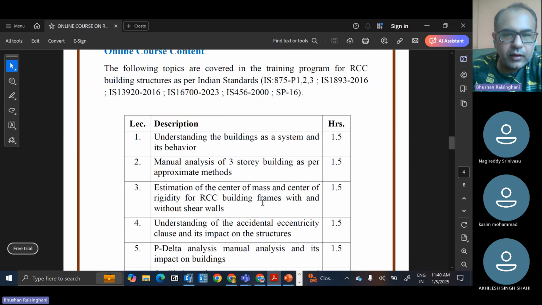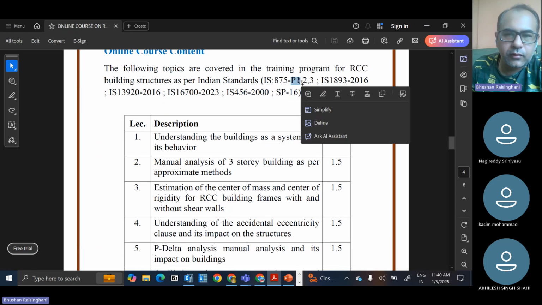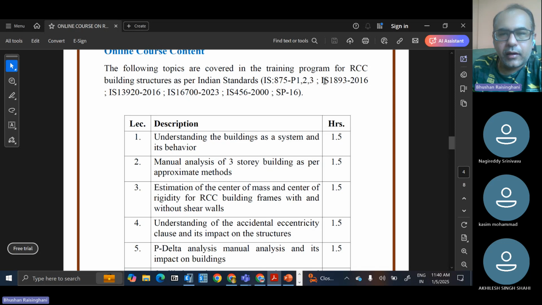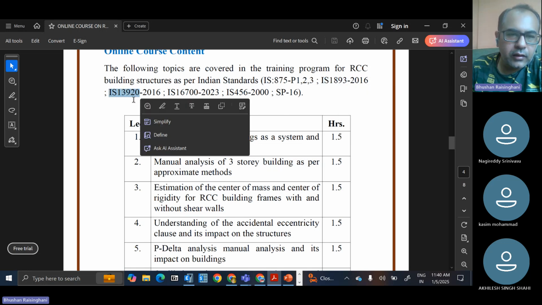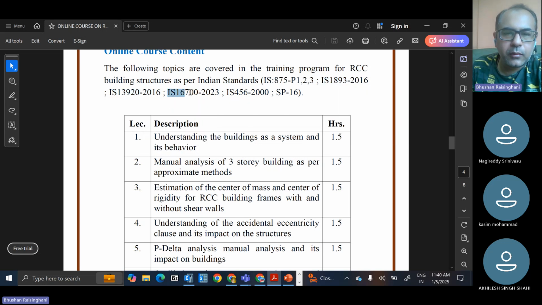The content we are going to study is all Indian standards, step by step. That is IS 875 Part 1, for dead loads; Part 2 for live load; Part 3 is wind load. IS 1893 Part 1 is earthquake resistant design of buildings. IS 13920 is ductile detailing of buildings. IS 16700 is the tall building code. Then IS 456:2000, we will also discuss some of the draft requirements at the end of the course, not right now. Then SP16, and how it is helping to design.